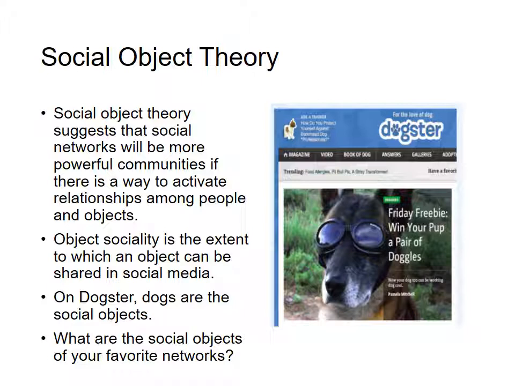This leads us to social object theory. Social object theory suggests that social networks will be more powerful communities if there is a way to activate relationships among people and objects. Object sociality, on the other hand, is the extent to which an object can be shared in social media. On Dogster, dogs are the social objects. What are the social objects of your favorite networks?